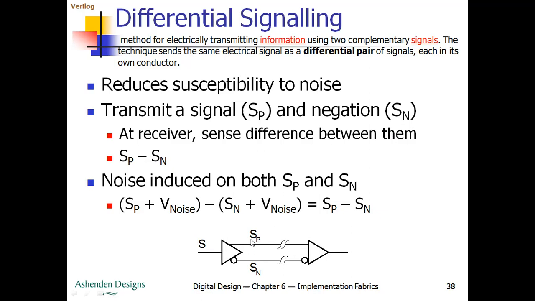The noise is induced equally on both lines, the Sp line as well as the Sn line, so such common mode noise is cancelled out when the difference in voltage is sensed. Suppose a noise voltage V noise is induced equally on the two wires at the receiver end. Then the voltage sensed will be Sp plus V noise minus Sn plus V noise, which gives us Sp minus Sn.